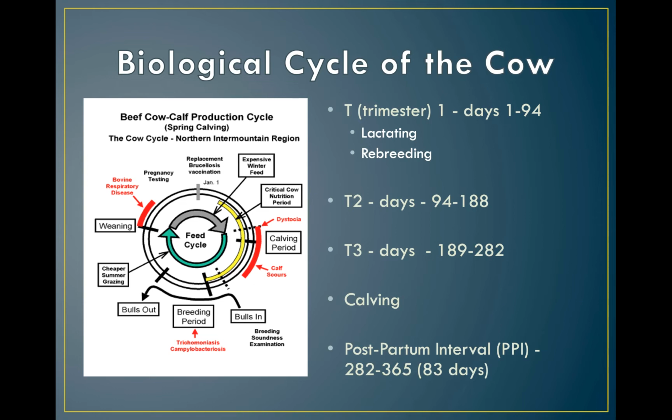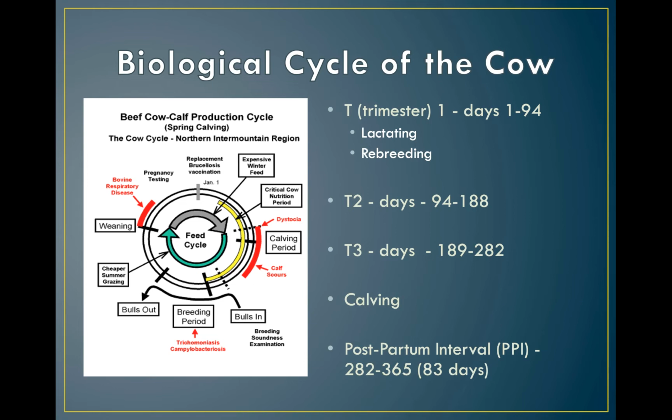Trimester 1 in the cow is going to be day 1 to day 94. Keep in mind that during this time, that cow is still lactating and she is still rebreeding, so she needs an increased plane of nutrition at this point in time. Trimester 2 of gestation is going to be days 94 to 188. This is the least nutritionally critical period of time in the cow. There is a little bit of fetal growth happening, but not a ton.